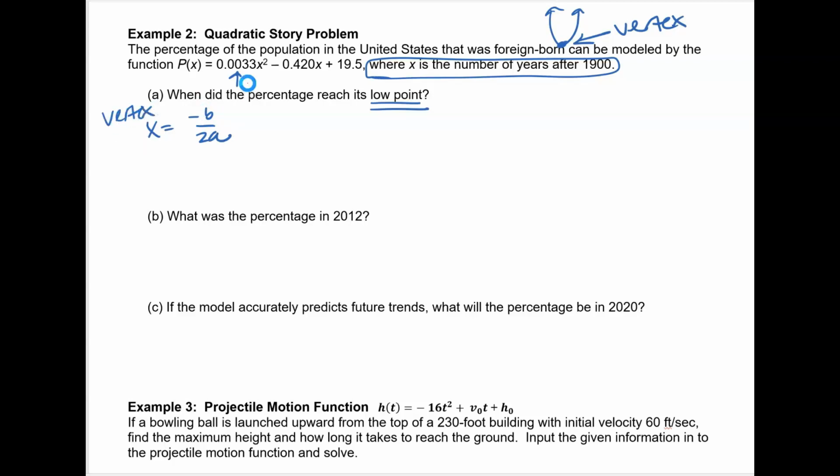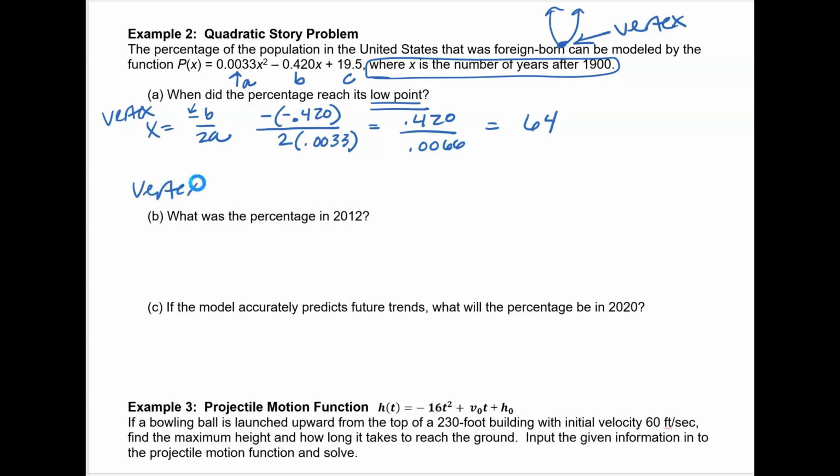So in this equation, my a is 0.0033. This is b, this is c. So I'm going to do negative 0.420. Notice negative is in the formula. So if b is negative, you've got to account for both of those negatives there. Divided by 2 times a, 0.0033. And when I do that, I get 0.420 divided by 0.0066, and I end up getting 64.